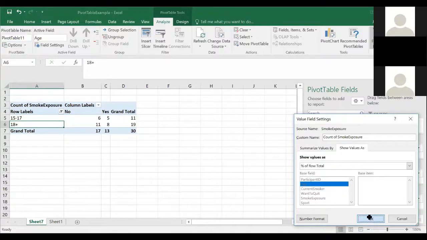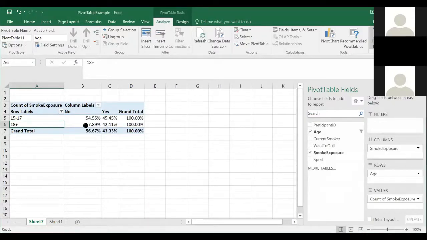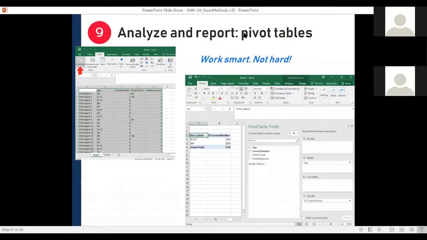But you can see, of the age group 15 through 17, 45% were exposed to secondhand smoke, as opposed to 42% in the 18 and up group. And overall, 43% were exposed. So hopefully that was helpful. I use those a lot in quick analysis.